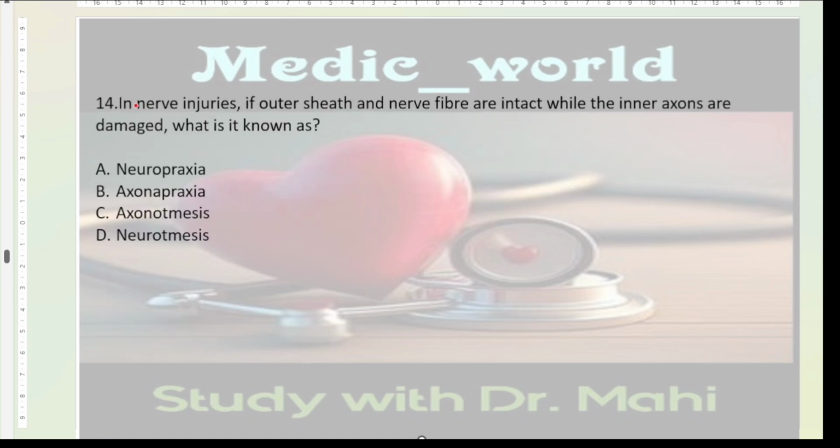And the last question. In nerve injuries, if the outer sheath and nerve fiber are intact while the inner axons are damaged, what is it known as? We all know it is known as axonotmesis, where the inner axons are damaged but the outer sheath and nerve fiber are intact.